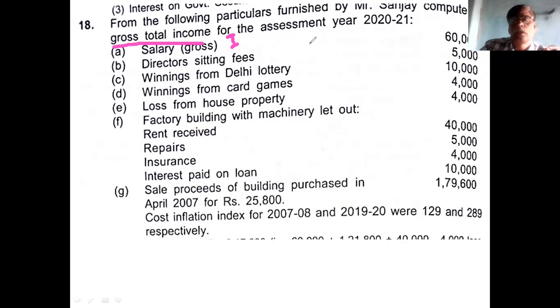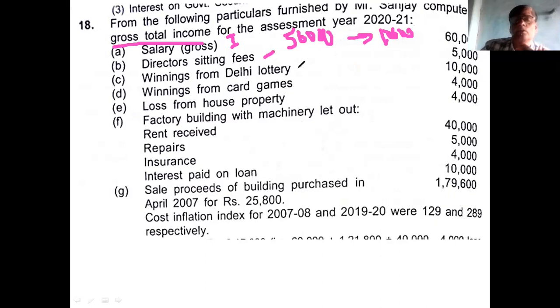Under the gross salary, there are 3 deductions. One is standard deduction under section 16 subsection 1A. That is 50,000 or actual salary, whichever is less. So you have to deduct 50,000 a year. Then your income, if you deduct, the 10,000 is your income. Income from salary is 10,000.